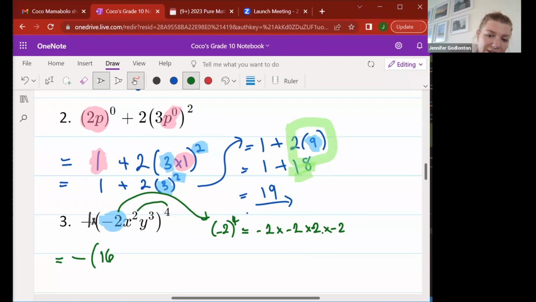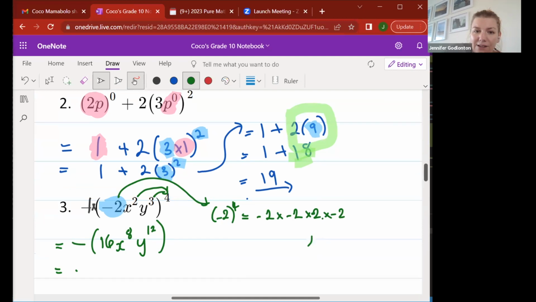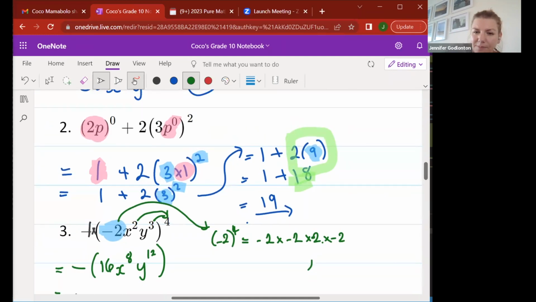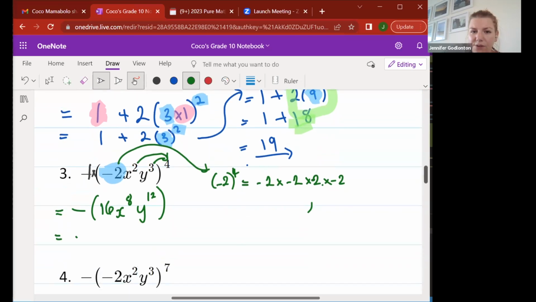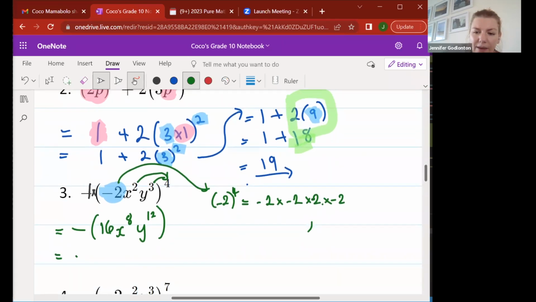Then we're going to do each of our variables here. So we're going to have x to the power of 8, y to the power of 12. And then all we need to do is take this negative, which was outside our bracket, and multiply it in. So our final answer just becomes -16 x to the power of 8, y to the power of 12.